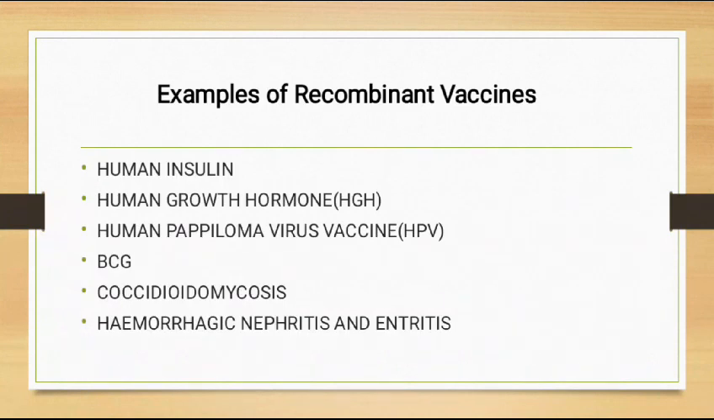Next one is examples of recombinant vaccines. The examples of recombinant vaccines are human insulin. Next one is human growth hormone. Next one, human papilloma virus vaccine. Another one is BCG vaccine. Bacillus Calmette-Guérin is a vaccine for tuberculosis, that is TB disease. Many foreign born persons have been BCG vaccinated.